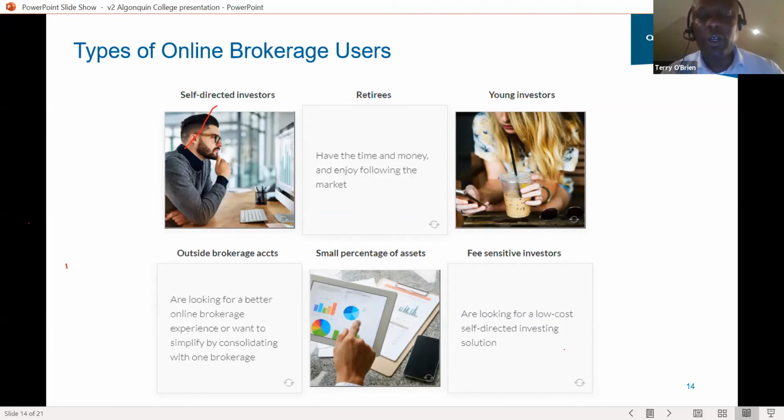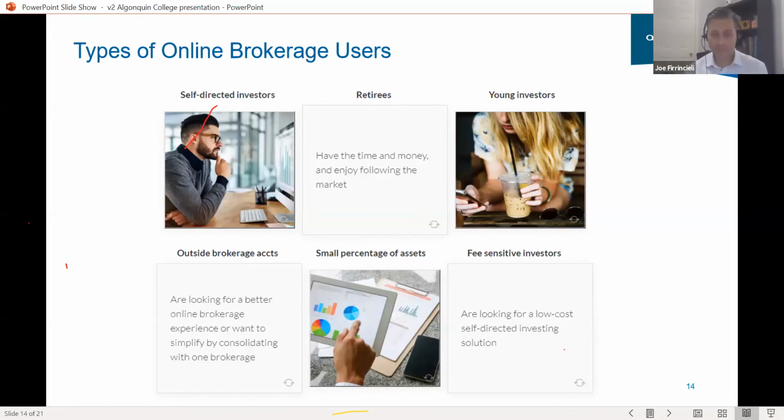So those are people that are usually older. They have a large amount of money with their financial advisor. I think Joe touched upon that, where you've got older clients that have a lot of money with their advisor, but they also want to complement that with investing online with a small percentage of their assets.